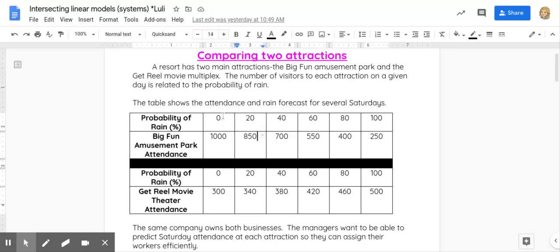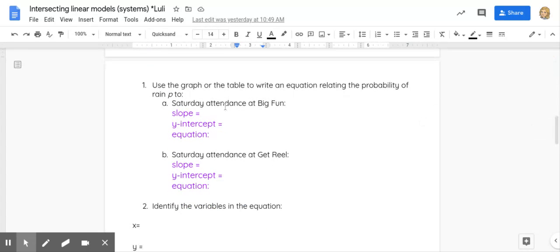If we look at our x's, we're adding by 20 every time. So to find our slope, our change in y is minus 150. Our change in x is 20. So when we go down to our slope down here, we can type in negative 150 over 20.